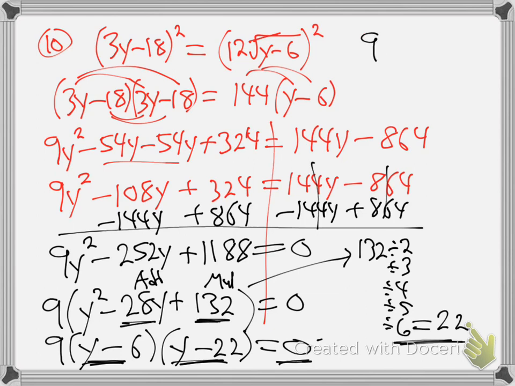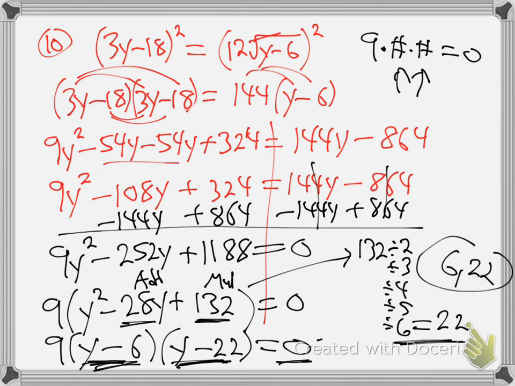What if I said, hey guys, 9 times something's coming out 0. What does that mean logically? One of those somethings can be 0, but doesn't mean anything about the 9. See how the 9 has nothing to do with the logic? So whole numbers in the front, who cares? It's just the two parts that have letters that can vary. Either one of those can be 0. So the answers are just 6 and 22. Forget about the 9. So the answers are 6 and 22, maybe.